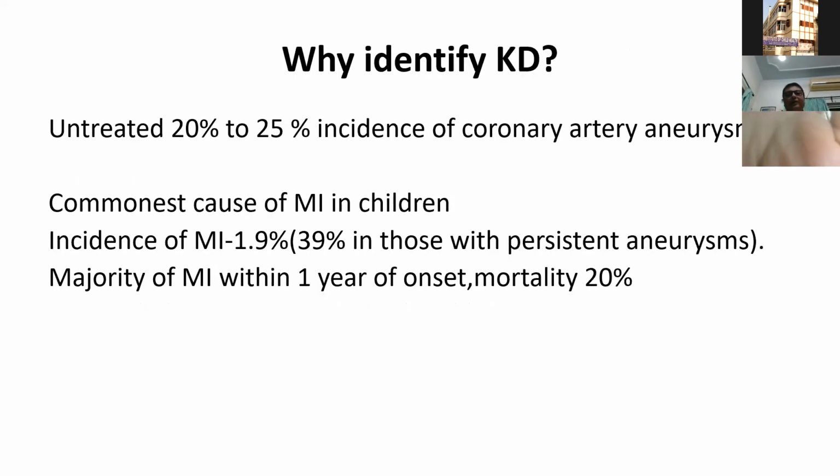So why identify Kawasaki? Is it just a pleasure of the clinicians? One must remember that this is a vasculitis, and it has an unusual propensity of affecting the coronary arteries. Why? The answer is still not known. But untreated, the historical cohort had around 20 to 25 percent incidence of coronary artery aneurysms. It is the commonest cause of myocardial infarction in children, especially in those with persistent aneurysms, with thrombus within the aneurysms.